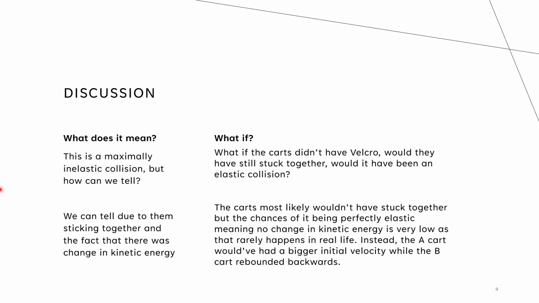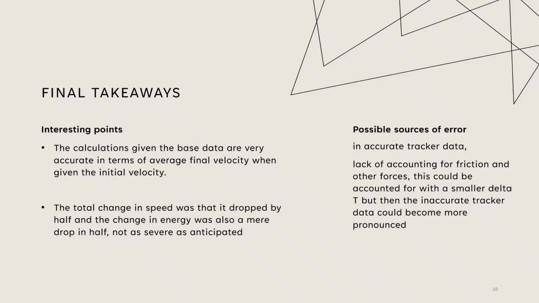But what if the carts didn't have Velcro? Would they still stick together? It would have been an elastic collision, and the carts most likely wouldn't have stuck together. Instead, cart A would have had a bigger velocity after the collision, while the other one would have rebounded backwards. But there still would have been a change in kinetic energy, as perfectly elastic collisions are very rare, almost impossible in real life. So now let's take some final takeaways.